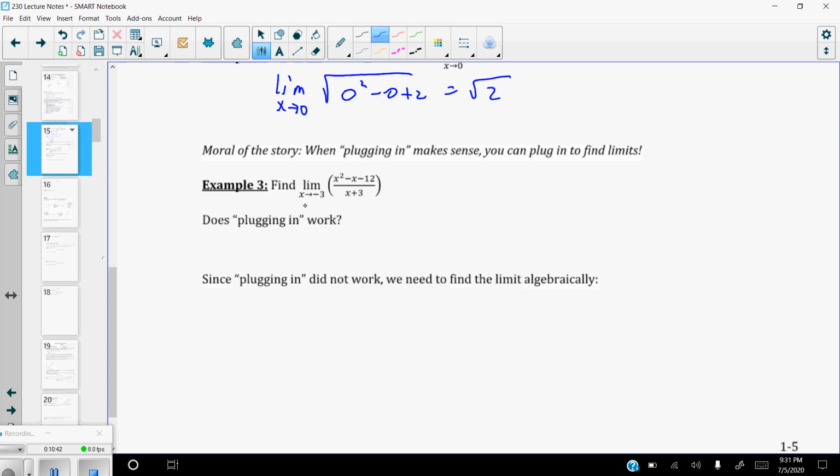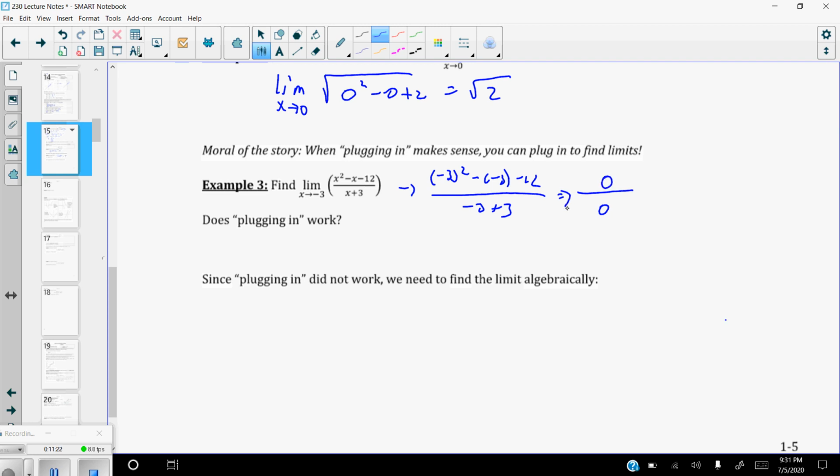So let's find the limit in example 3 as x approaches negative 3 of x squared minus x minus 12 over x plus 3. Again, a rational function. If I plug in negative 3 into this, we get negative 3 squared minus negative 3 minus 12 over negative 3 plus 3. I can already tell by looking at the denominator that we have a problem, because the denominator is 0. And on the top, we get 9 plus 3 minus 12, which is 0. So we're going to get 0 over 0.